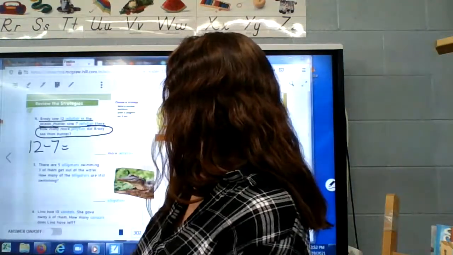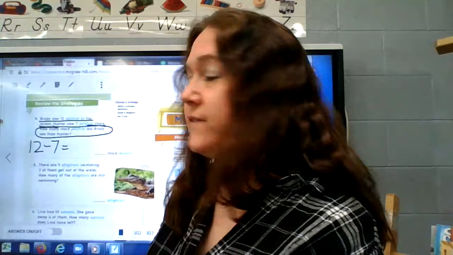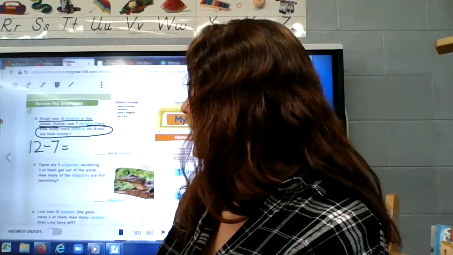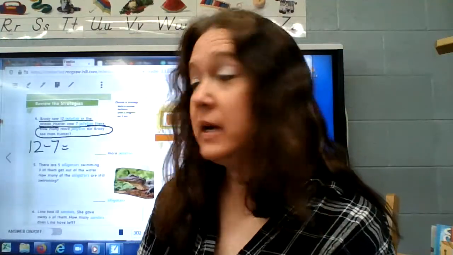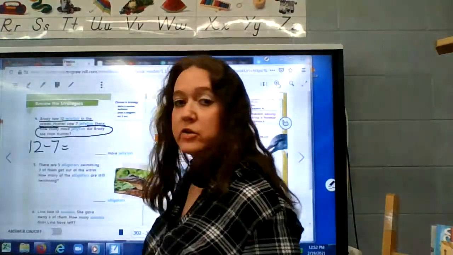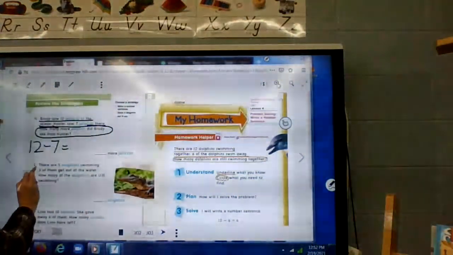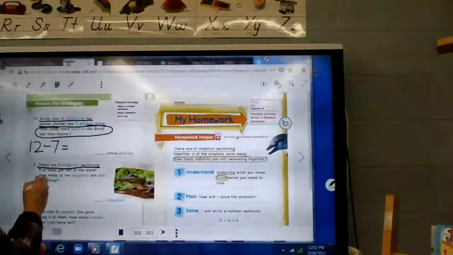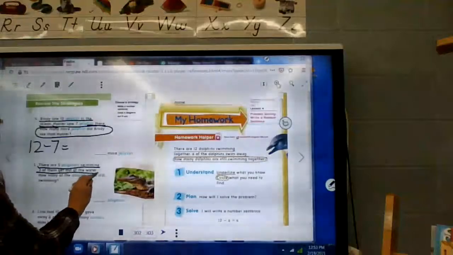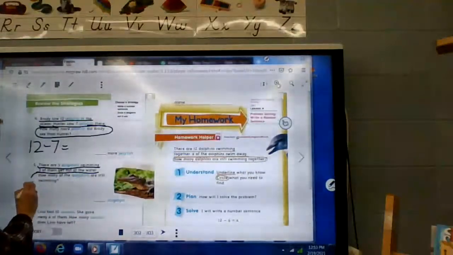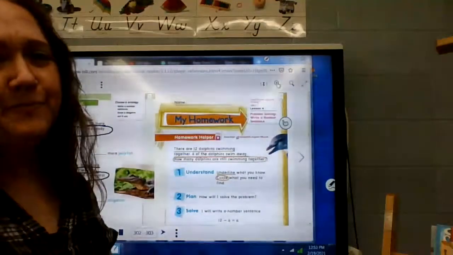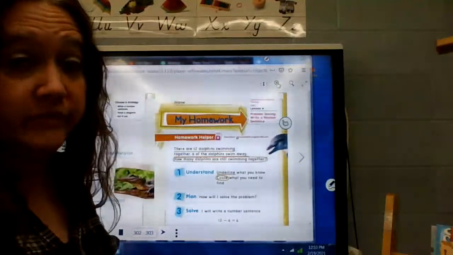Okay, number 5. There are 5 alligators swimming. 3 of them get out of the water. How many of the alligators are still swimming? All right, what do we know? We know there are 5 alligators swimming. We know 3 of them get out of the water. And we need to find out how many of the alligators are still swimming. This is an easy one. Very easy.